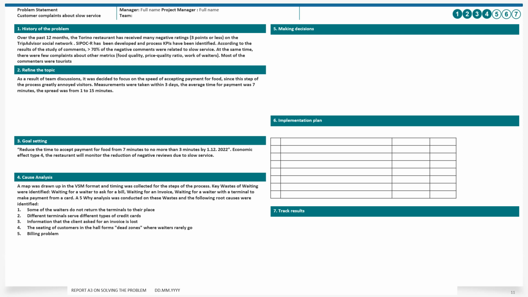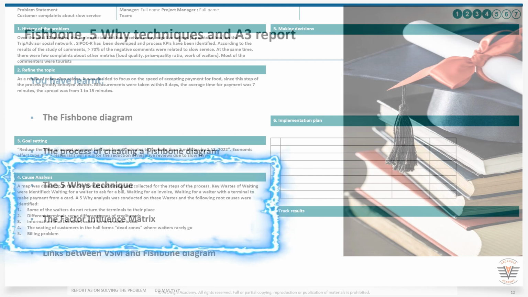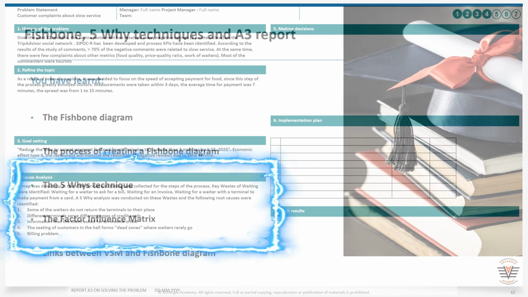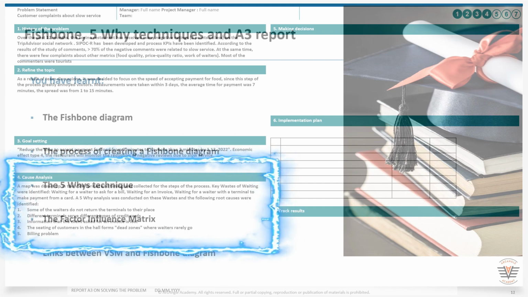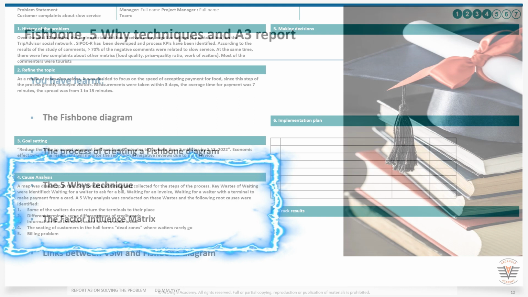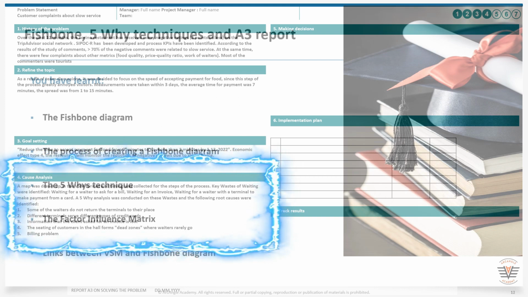In the A3 report, we have discussed the initial steps of goal setting for the payment-taking process at Torino Restaurant. Now, let's focus on the next step, cause analysis. Using the VSM as a foundation, we conducted a cause analysis to identify the root causes of the key wastes identified in the process, specifically the waiting wastes.